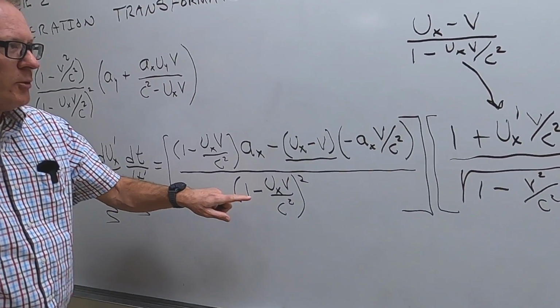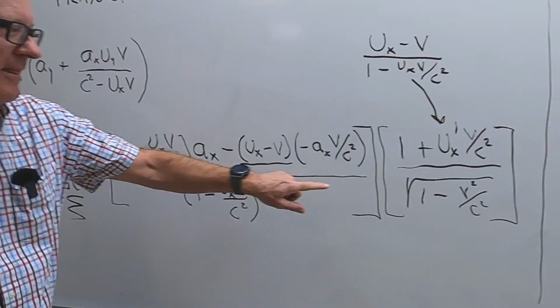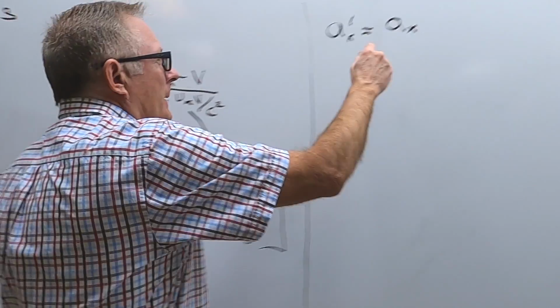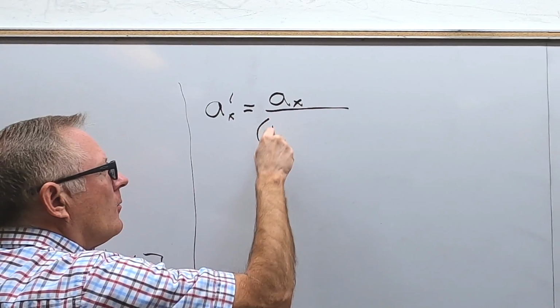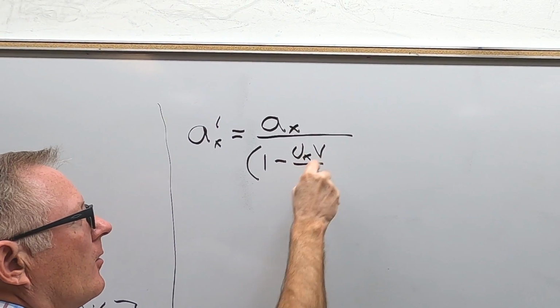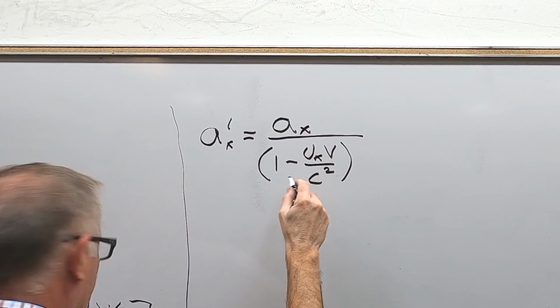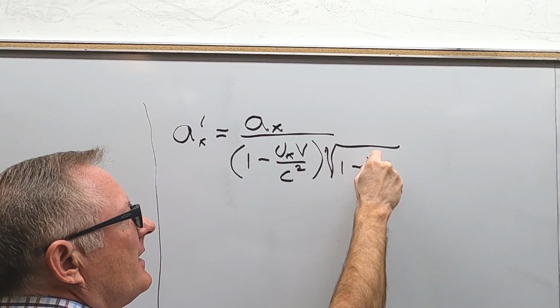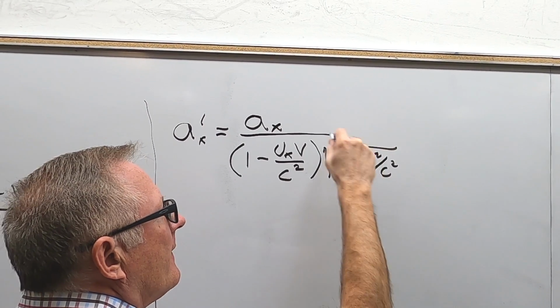Okay, and then I can pull this out and that out. I can pull all that out. So we got 1 minus uxv over c squared and a square root of 1 minus v squared over c squared.